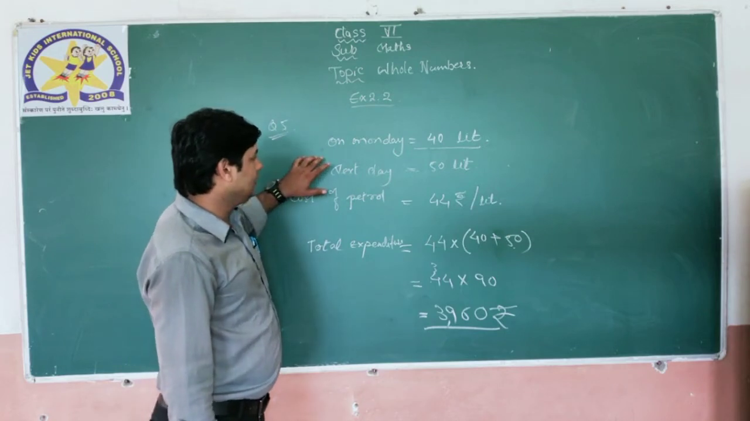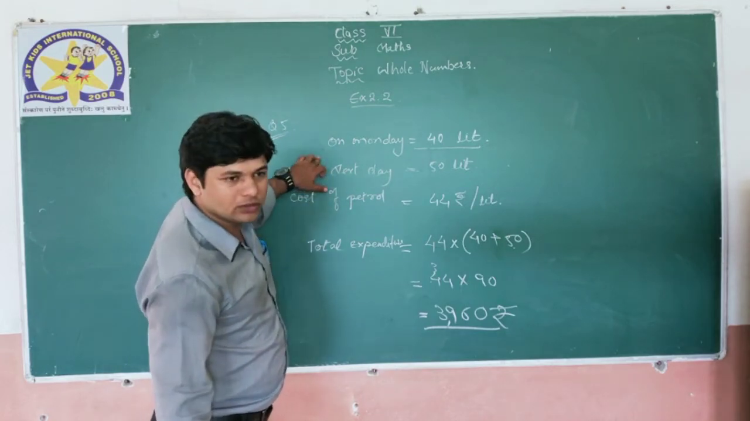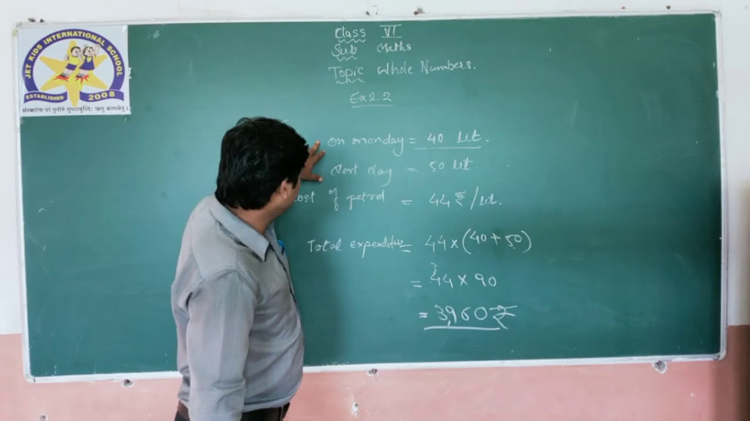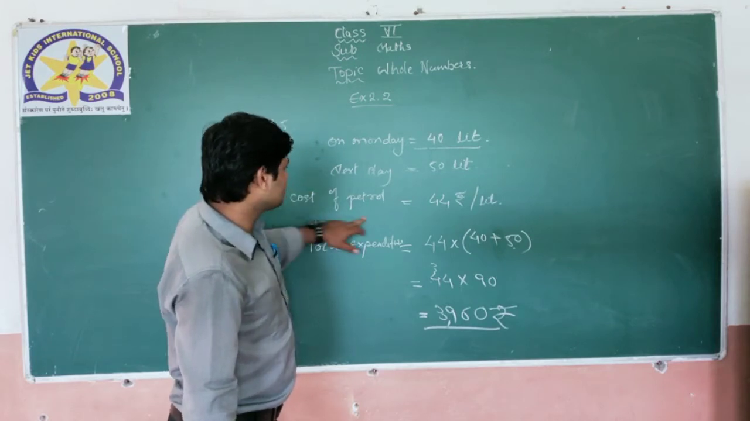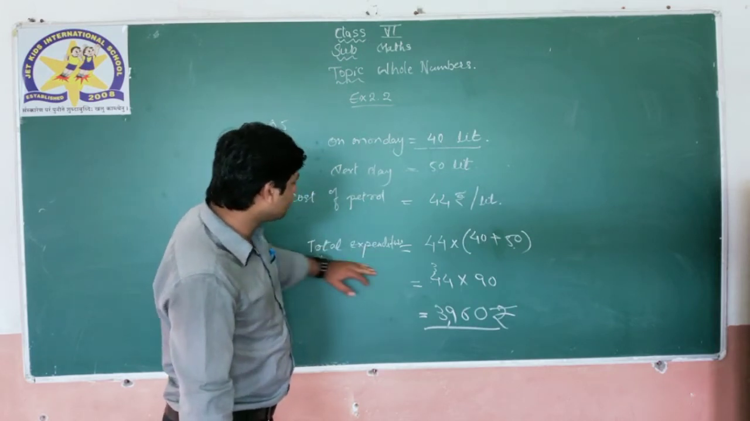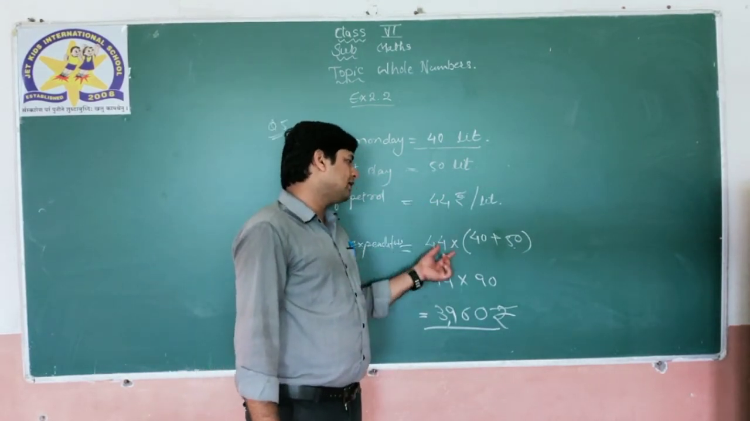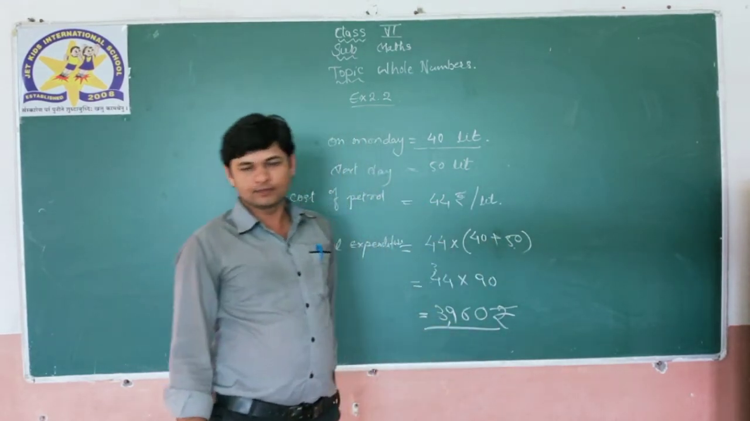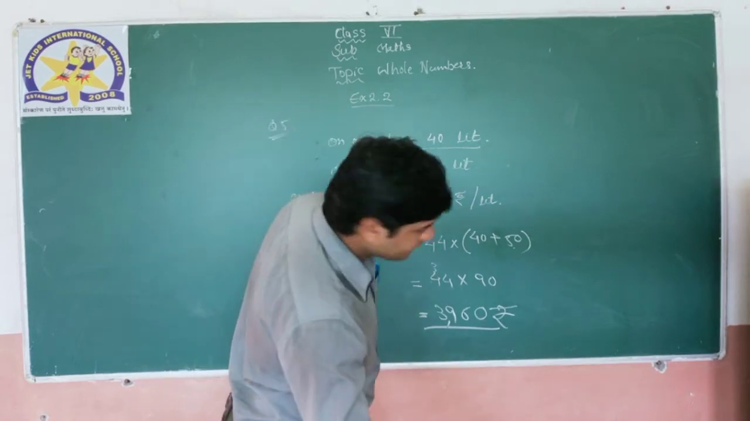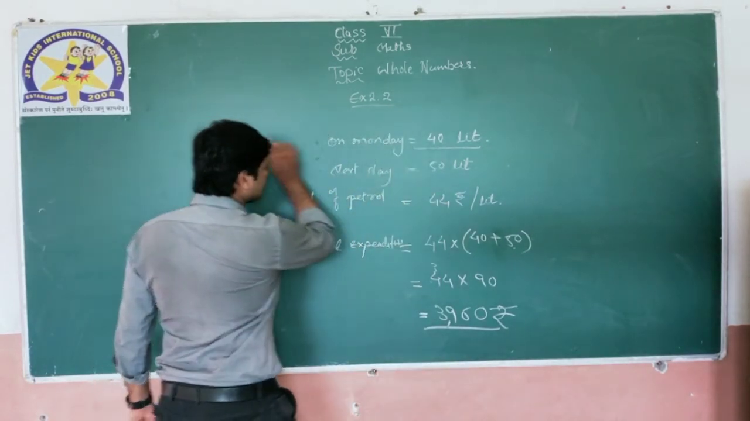First, on Monday, how much petrol he filled. The next day, the cost of petrol, and how you are going to find out the total expenditure. What you did, you multiplied the total quantity with the price. That's it, right? Hope you understood each and everything. Next question, that is question number 6.